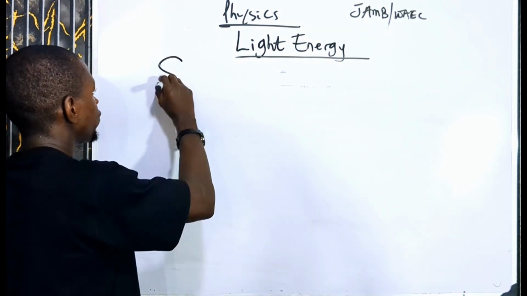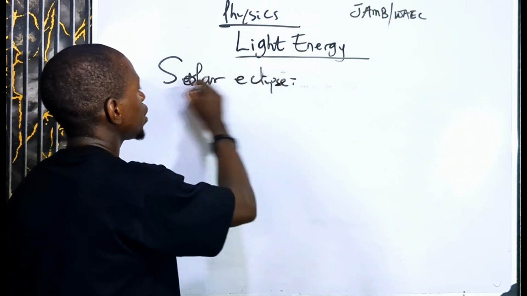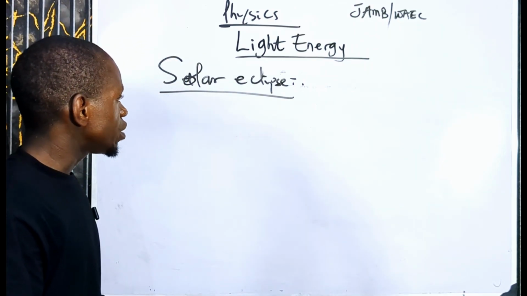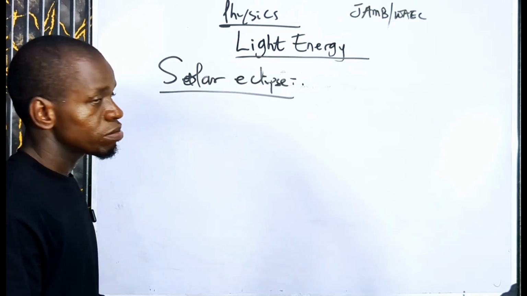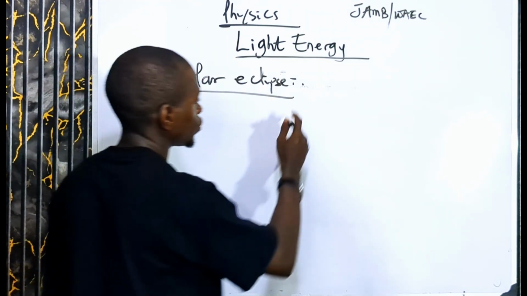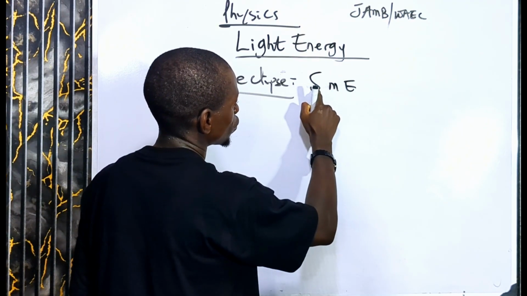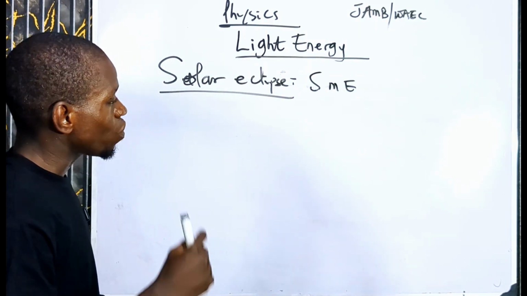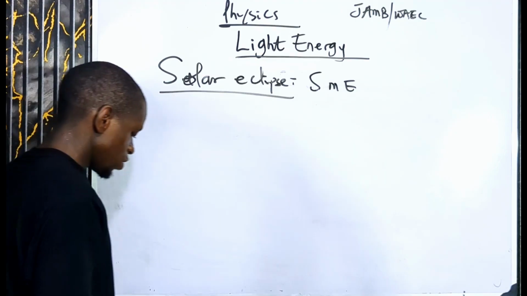Now, let's talk about the first one, solar eclipse. Solar eclipse is formed when the sun is being blocked by the moon. Like I told you before, the moon is going to be in the middle: sun, moon, and earth. When the moon blocks the sun from reaching the earth, it's called solar eclipse. Take note of that. So whenever the moon blocks the sun, it is called solar eclipse. Let's look at the diagram and how it looks.